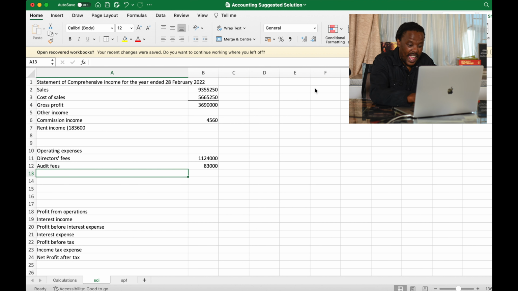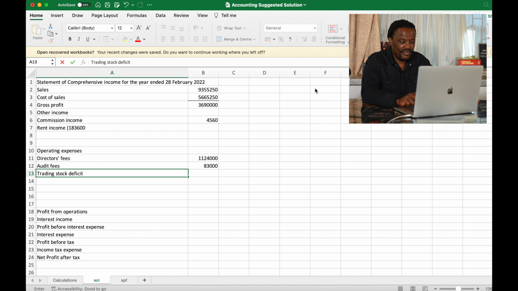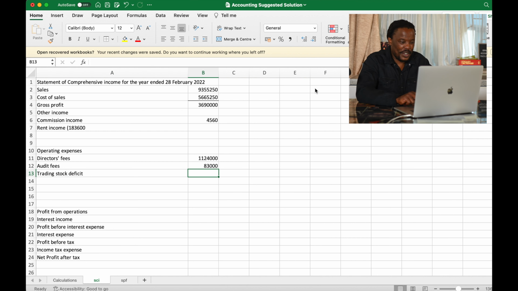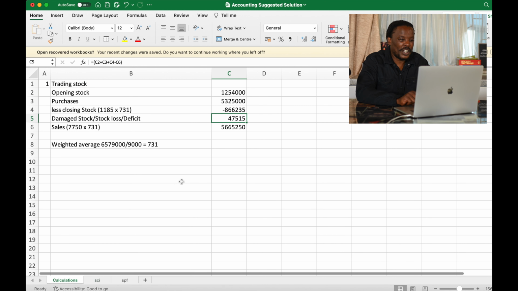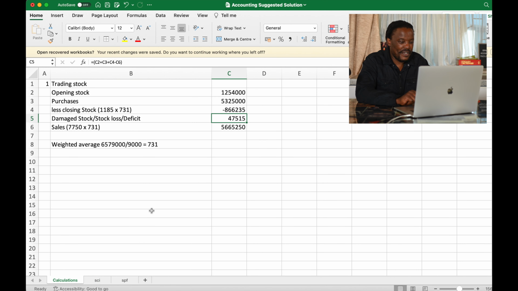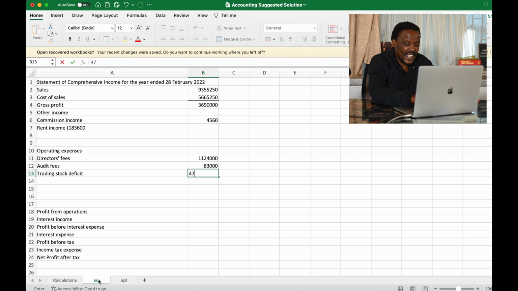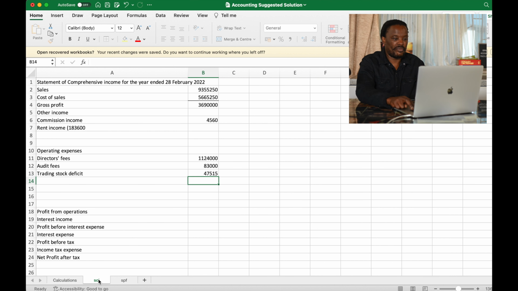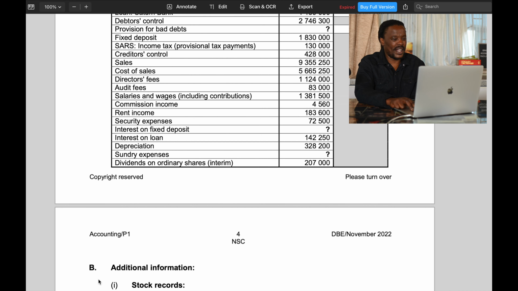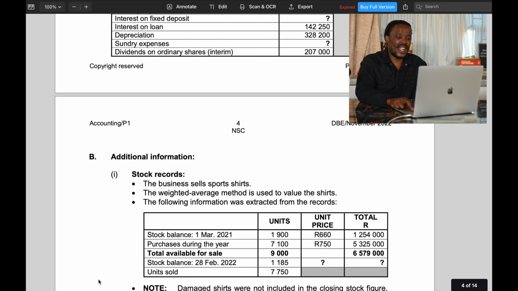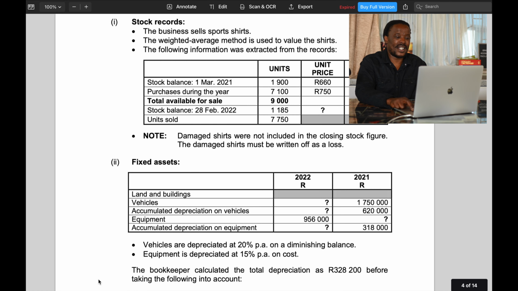And then we have what we just got now, trading stock deficit. How much was that trading stock deficit? You refer to your calculation, 47,515. You carry on now. You look at the next adjustment.